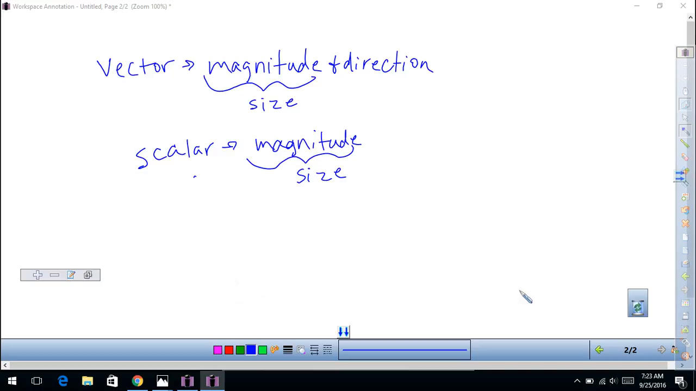So if I walked out 10 meters to the east and I stopped, my displacement would be 10 meters to the east. If I walked out 10 meters to the east and then went back 5 meters to the west, my displacement would be 5 meters to the east. So make sure you put a direction on your displacement.